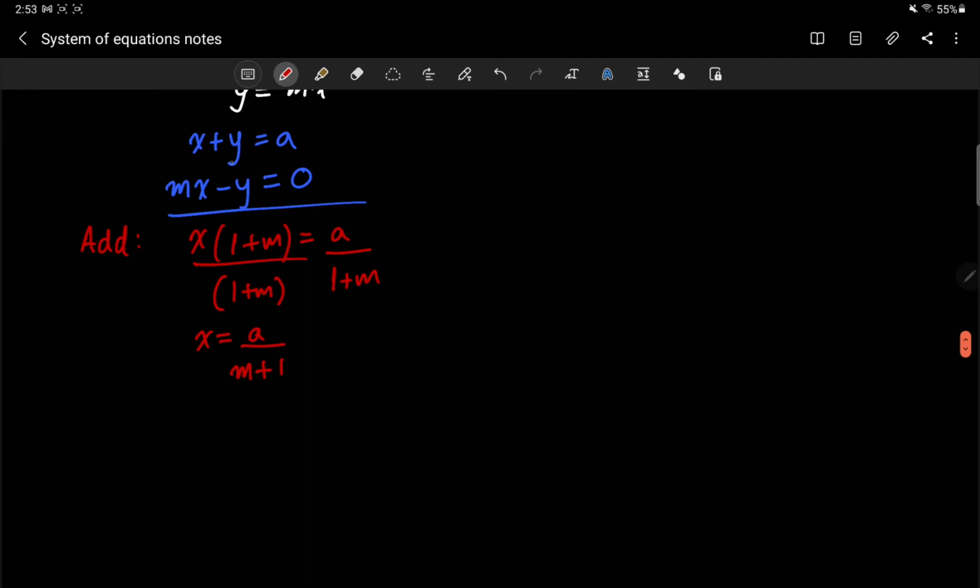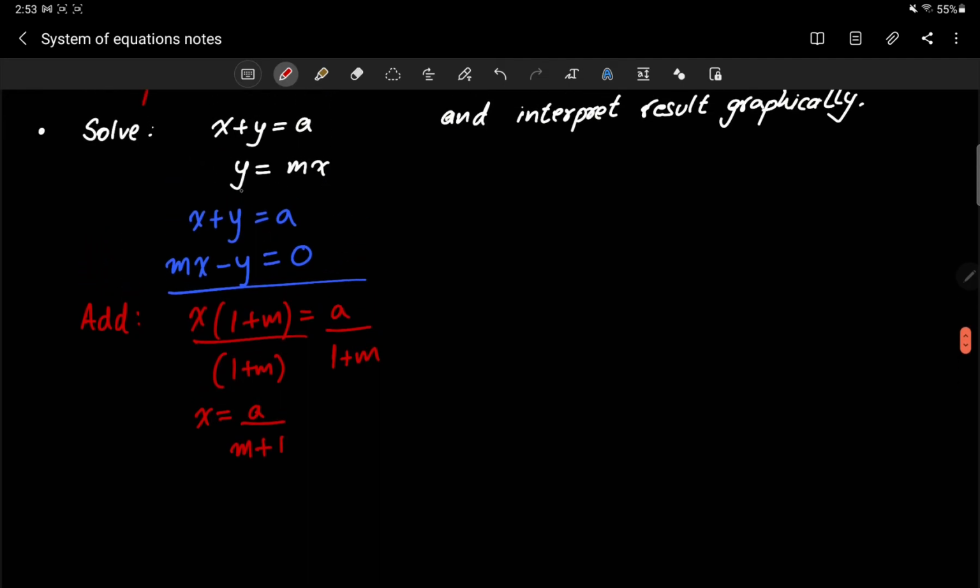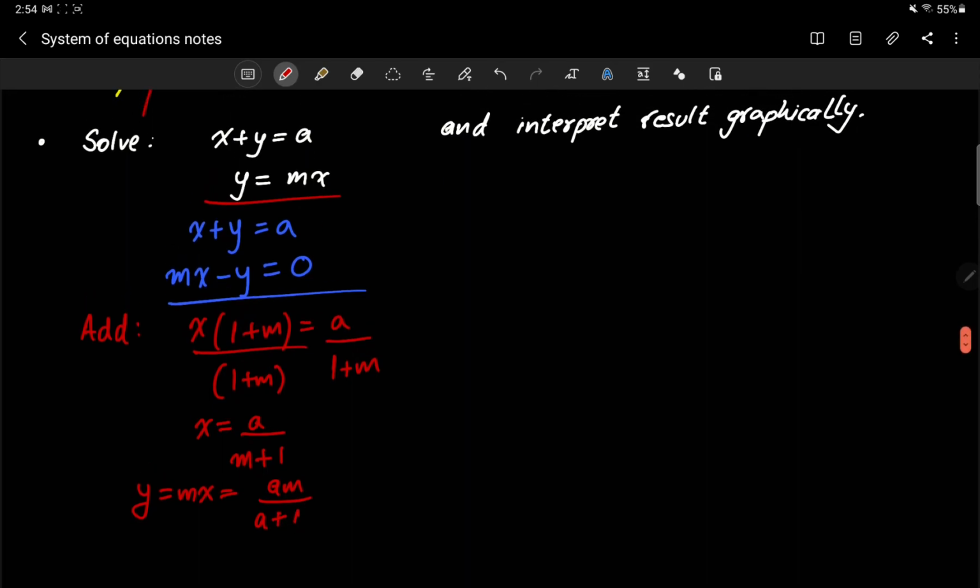I still need to solve for y, but recall that y is m times x. So it's am over m plus 1, which means that my solution is a over m plus 1 and am over m plus 1.